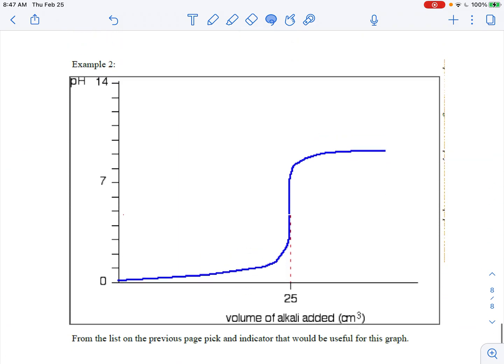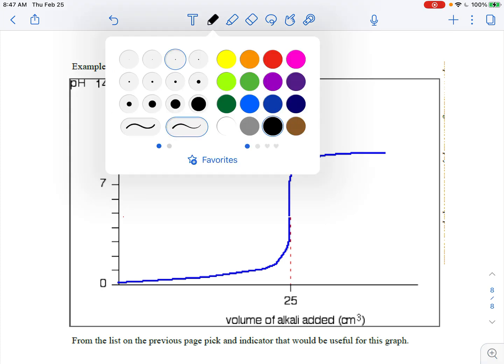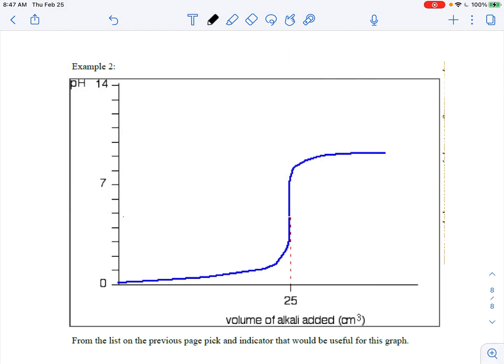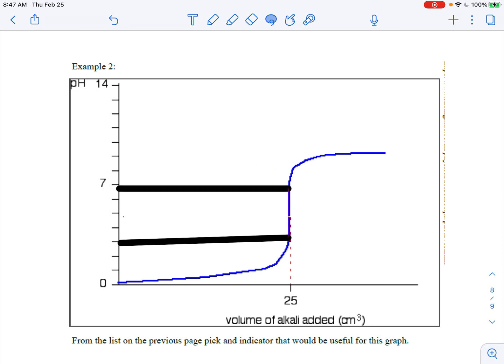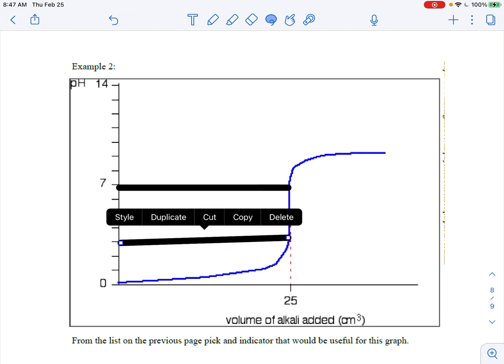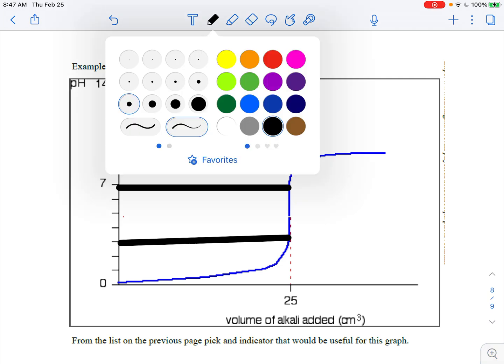Number 2 says, from the list on the previous page, pick an indicator that would be useful for this graph. Really, you have a wide range of things. You can kind of pick anything that goes from about here to about here. So anything from about a 3 to about a 6.5 or a 7 or so. So that's kind of your range here.